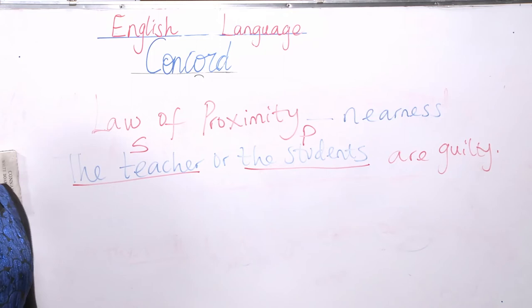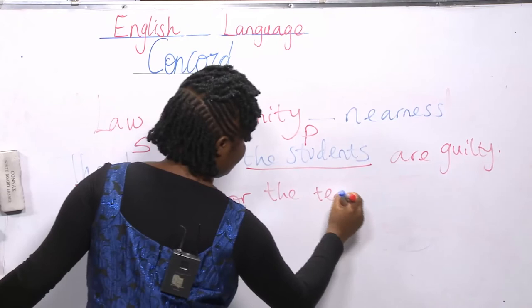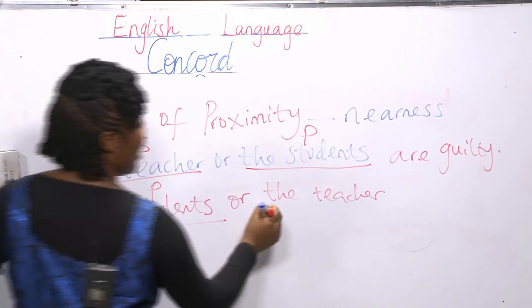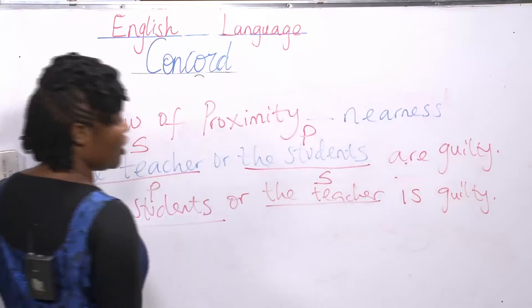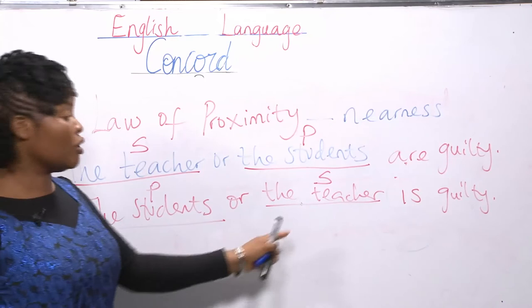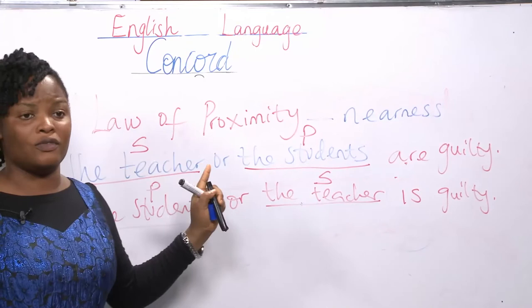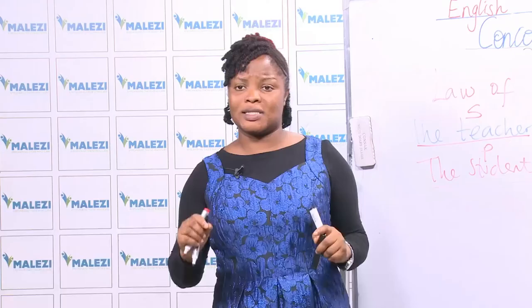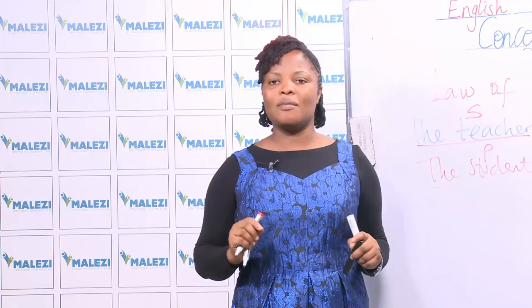Assume there is an interchange and we have the students first, or the teacher. Now, here we have the plural subject and here we have the singular subject. Then this will change. It will no longer be are. It becomes is guilty, because the subject that is closer to the verb is singular. So this is what we mean by the law of proximity, which is an exception to rule five. When one of the subjects is plural, the subject closer to the verb determines the verb that will be used.